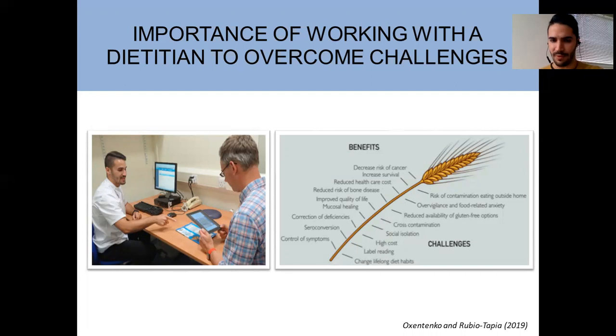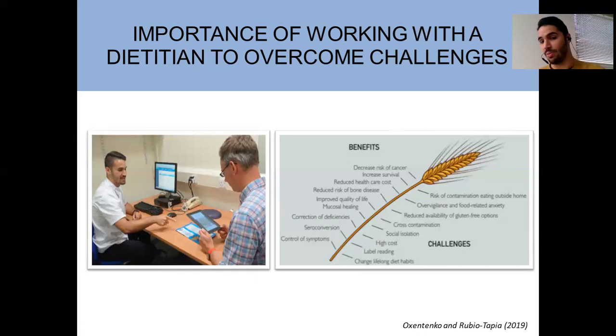And that's how you can get the full benefits, including control of these symptoms, seroconversion, which would be reducing those antibody levels, and correcting vitamin and mineral deficiencies, so you can absorb calcium, vitamin D, iron, and other vitamins and minerals better. Mucosal healing refers to that gut damage, so improving that gut health and getting a normal gut structure. The quality of life too, so if you're following the diet and you don't have symptoms, that can really help your quality of life. Reducing risk of bone disease, because if you have ongoing gut damage, that can affect the absorption of calcium and vitamin D, and make your bones weaker. So it's really important that the gluten-free diet is followed for that reason.